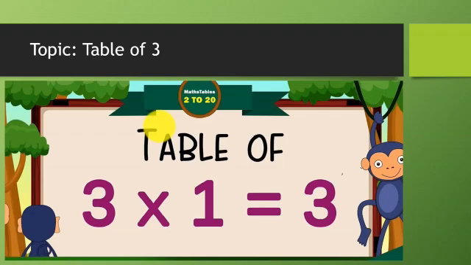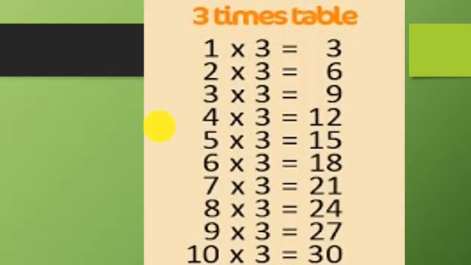So our topic of today is table of 3. Let's start table of 3. 1 three is 3, 2 threes are 6, 3 threes are 9, 4 threes are 12, 5 threes are 15, 6 threes are 18, 7 threes are 21, 8 threes are 24, 9 threes are 27, and 10 threes are 30. It's table of 3.